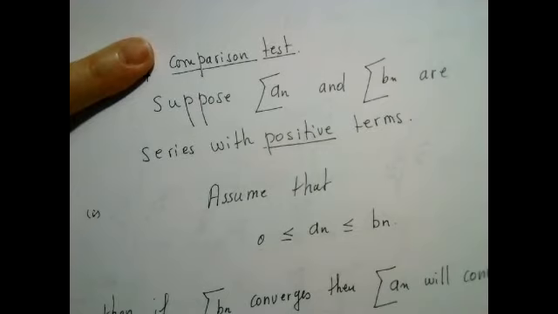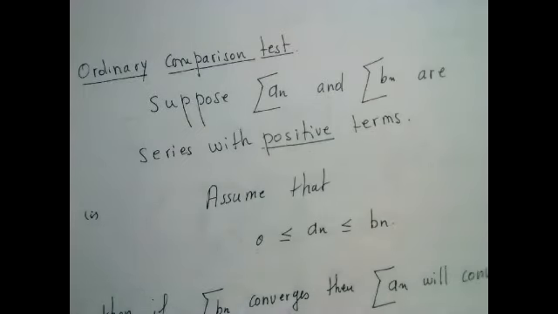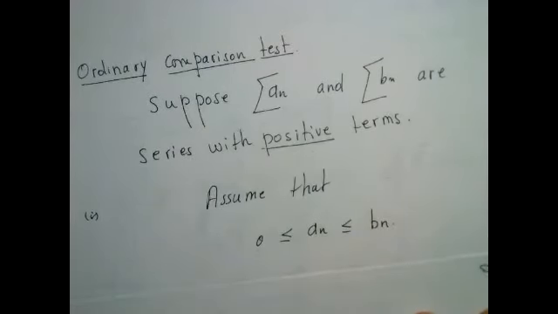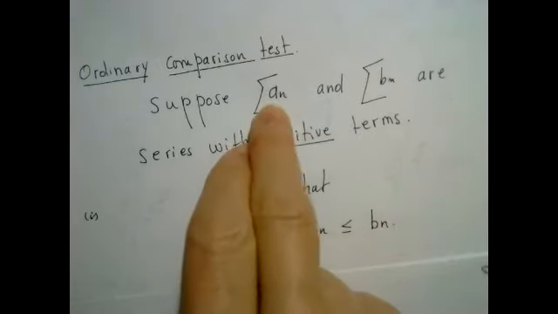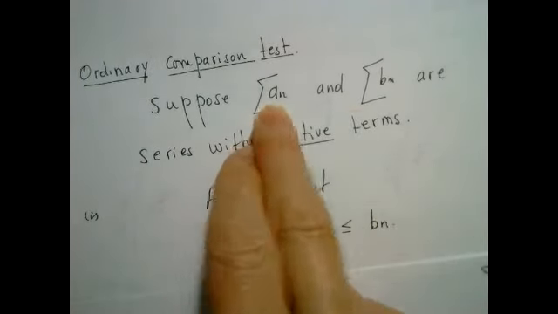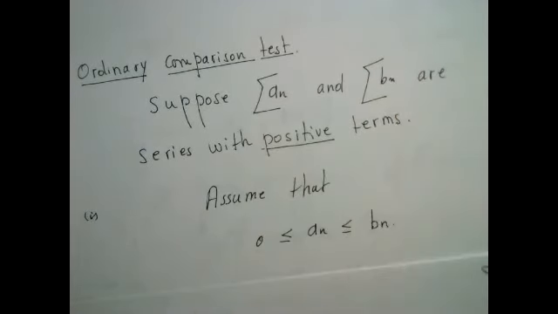Suppose we have two series, sigma an and sigma bn. Okay, and both series are with positive terms. It means every an is positive and every bn is positive. And assume that an is less than bn. So every term in this series is less than the corresponding terms in bn.